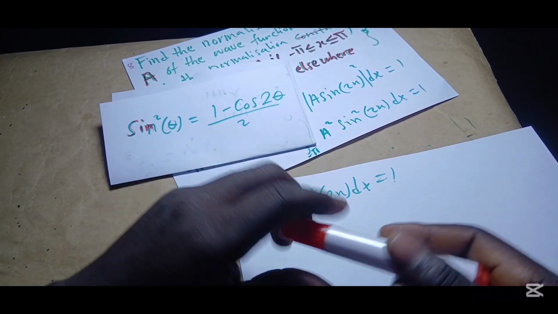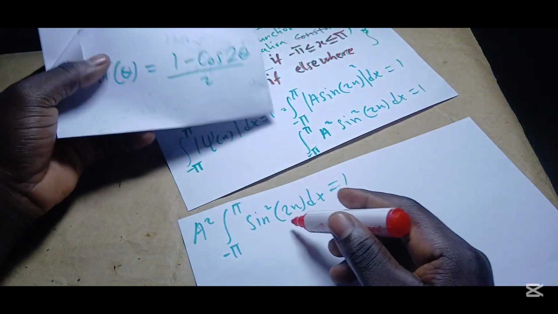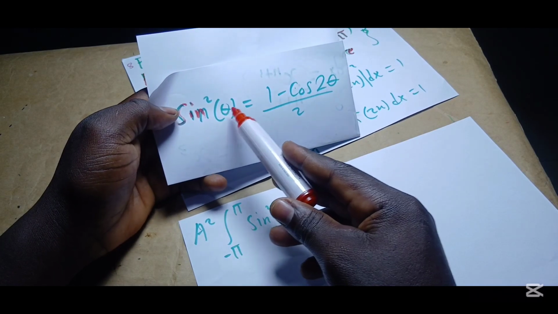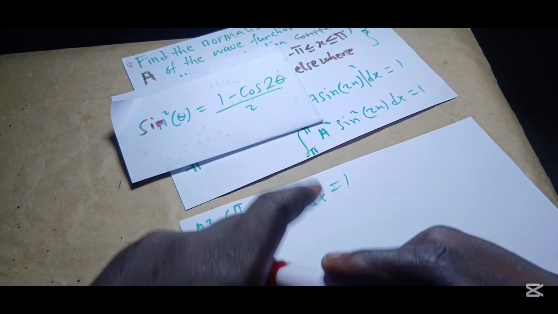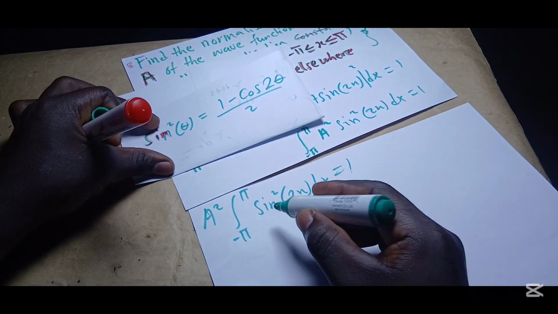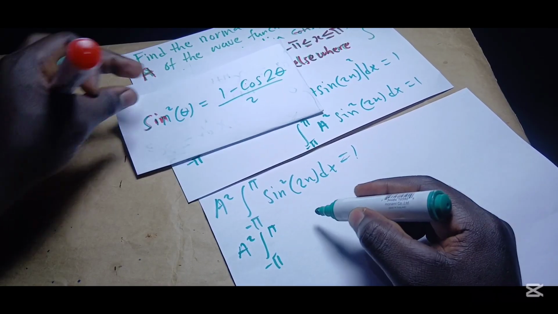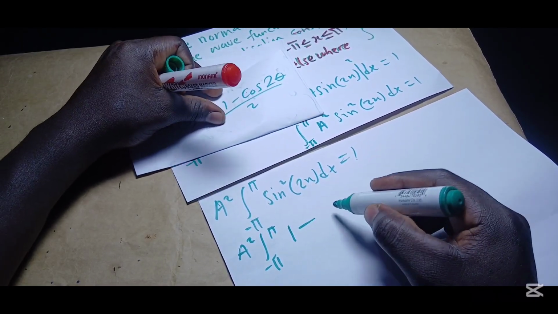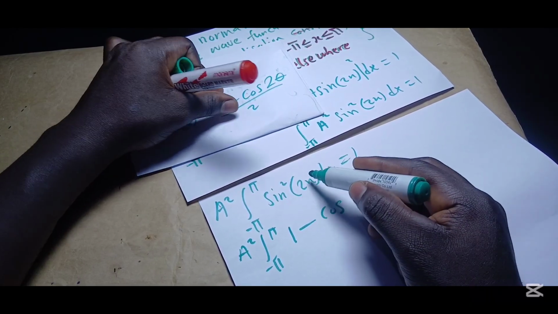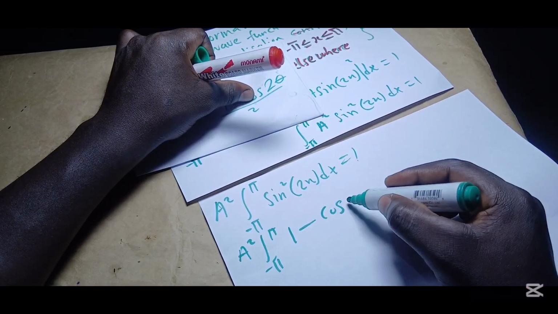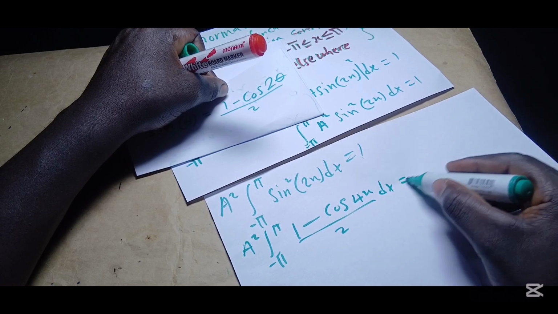So we are going to use the angle reduction formula in trigonometry to evaluate this. Sine squared theta is equal to 1 minus cos 2 theta over 2. So let's try simplifying this. This sine squared now becomes a squared integral from negative pi to positive pi of 1 minus cos 2 theta. In this case, this is our theta, and we are going to multiply this by 2. So 2 multiplied by 2x gives us 4x, all divided by 2, dx equal 1.